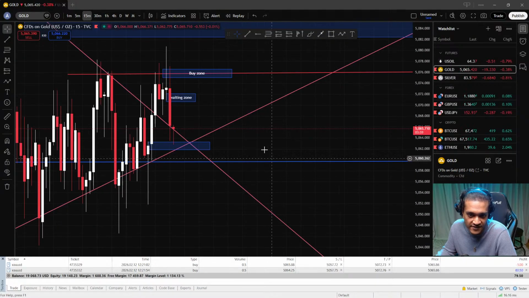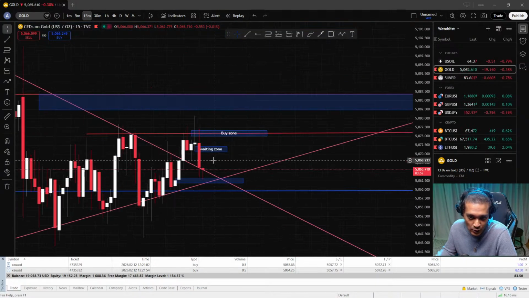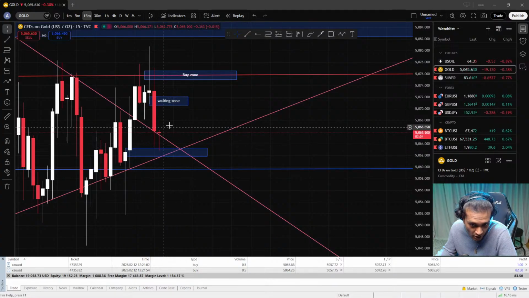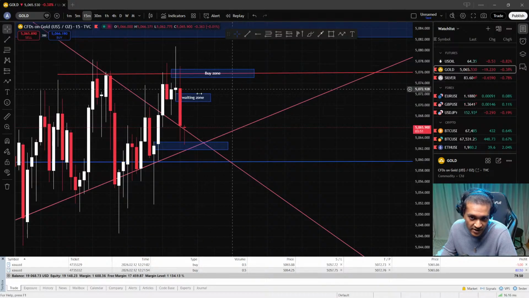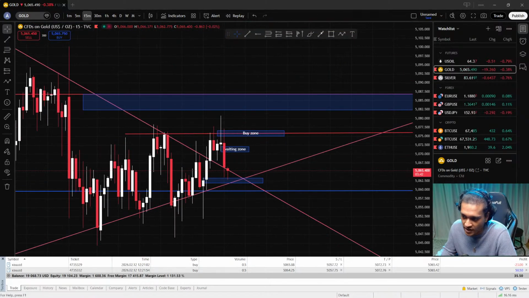Come on, M15. If this M15 closes above this trend line, the price is definitely going to look up, coming back to this waiting zone. If it comes back to this waiting zone, this is going to be our TP. So right now we are still chilling around with the price.